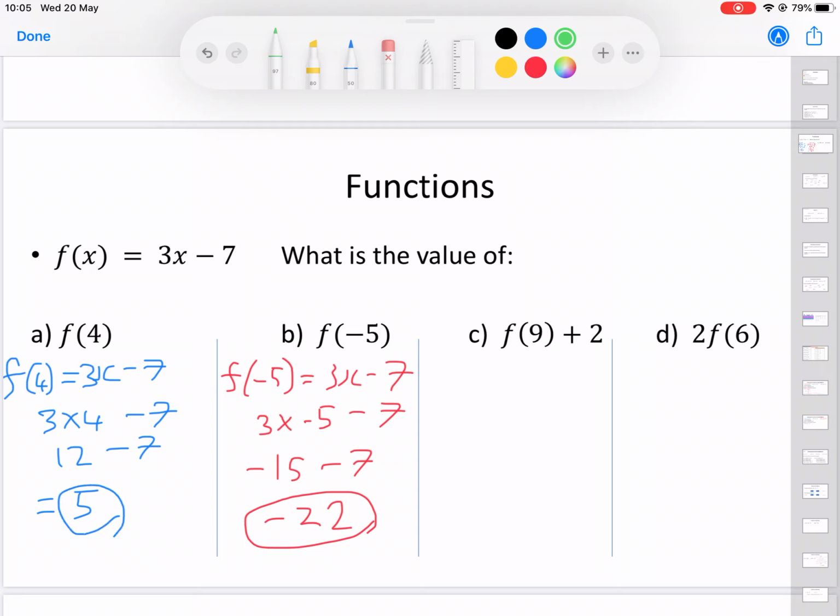Now, if we look at the next ones, they're starting to get a bit trickier because it's got f brackets 9, so f of 9 plus then 2.